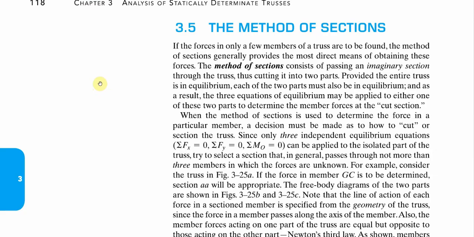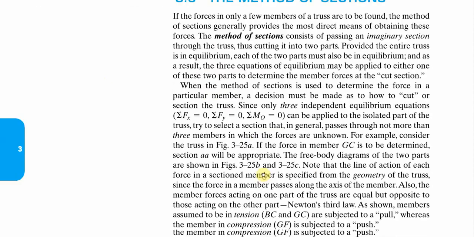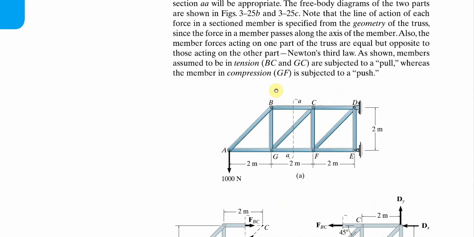In this case, we are going to adopt the three independent equilibrium equations, which are summation of forces along the x-axis, summation of forces along the y-axis, and summation of moment about a particular point O equal to 0 in this method of sections. So how do we go about it? Let's go to this particular example.